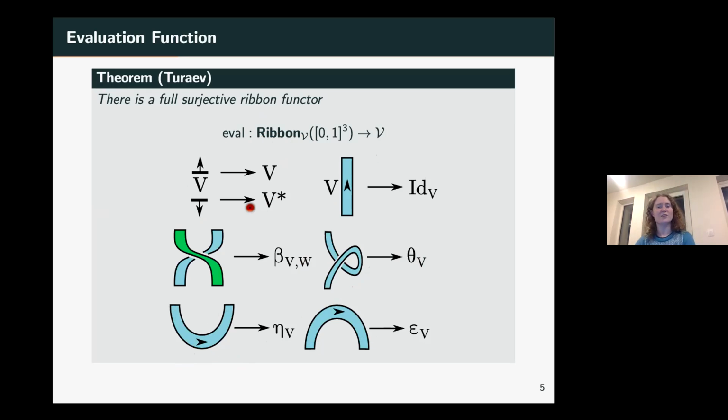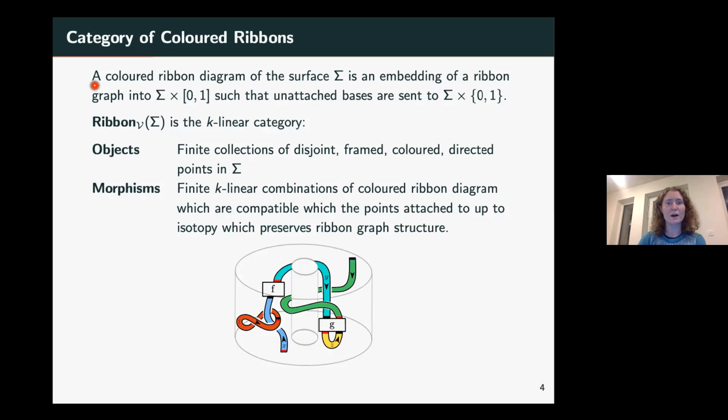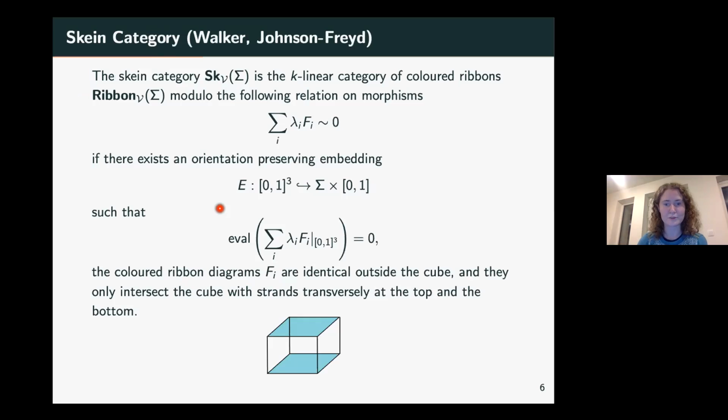So you have this canonical way of mapping from your colored ribbons to the category you colored it from. And this is a kind of Turaev functor. But we're going to use this functor to assign your relations. So your skein category is just going to be this category of ribbons, modulo a certain relation on the morphisms. So the objects are the same. It's only the morphisms that are interesting.